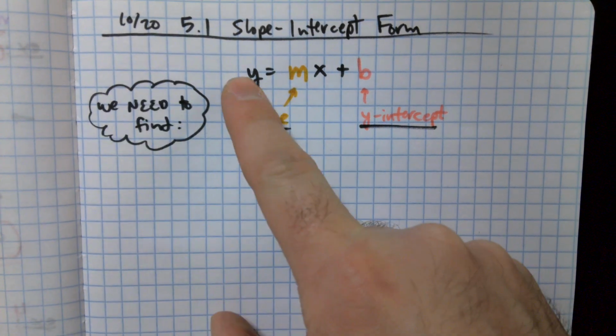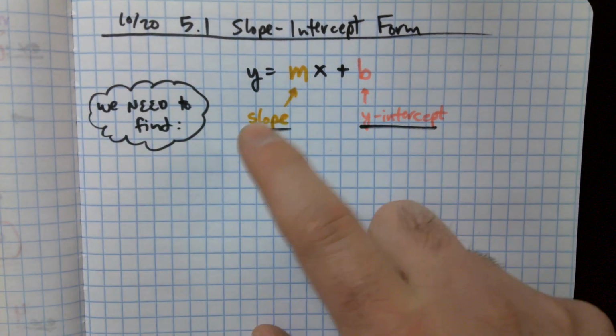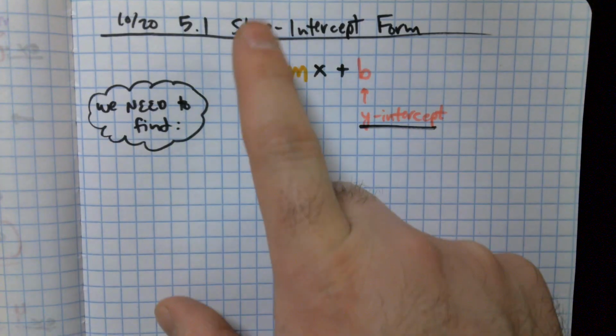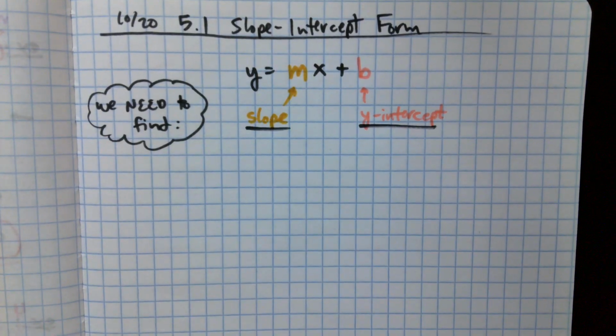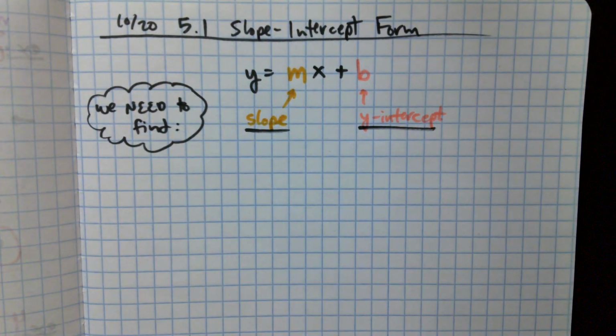As we know, slope-intercept form, y equals mx plus b, where all I need to know is the slope and the intercept. That's why it's called, like we said, slope-intercept form. So that's what we need to find, the slope and the y-intercept.